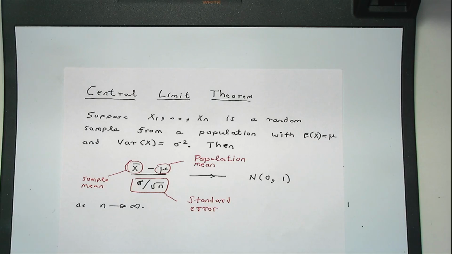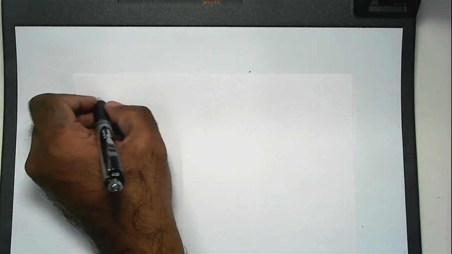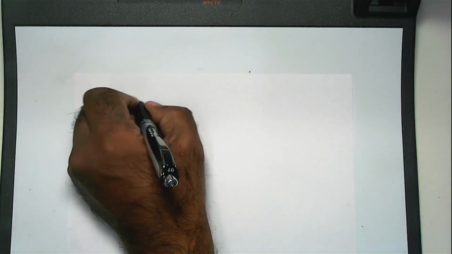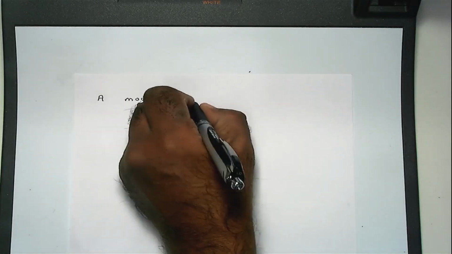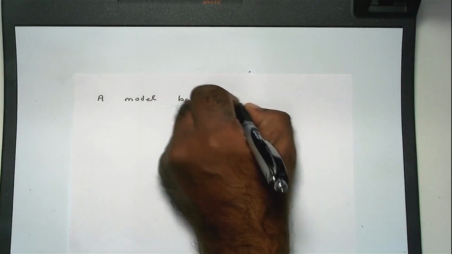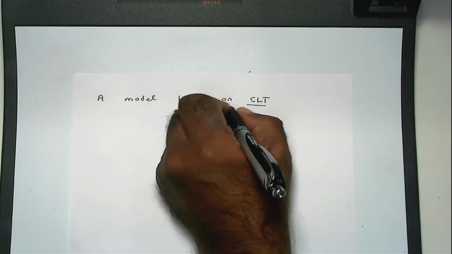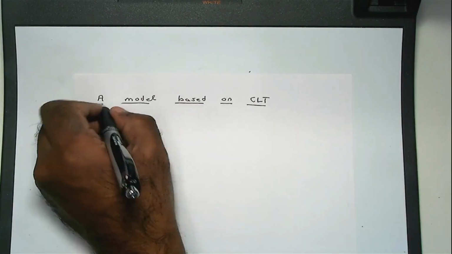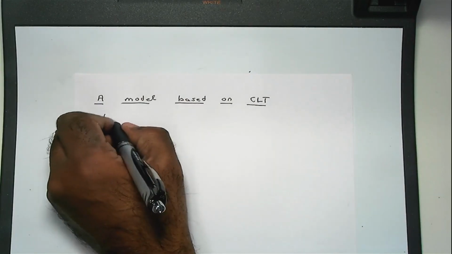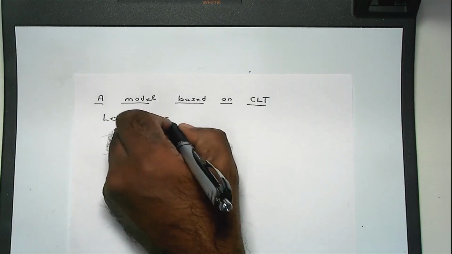Right, the next thing I'm going to talk about is how to use the central limit theorem to come up with the model for sums of independent random variables. So this is a model based on the central limit theorem. Okay, let n denote the sample size.